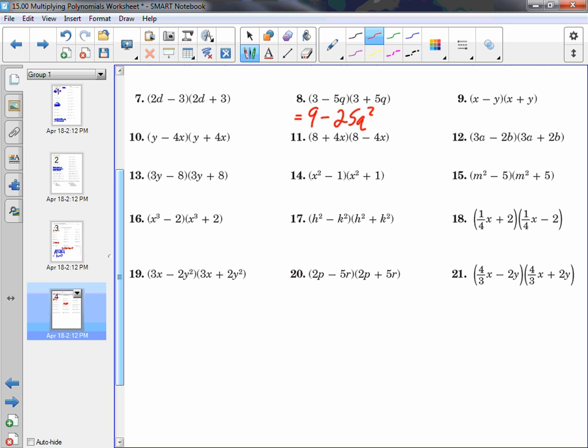Or we can even have two variables, and they can even have exponents on them. Look at number 17. H squared is your first term. K squared is your second term. One binomial has a minus sign between them. The other one has a plus sign between them. All right, so first term squared. H squared squared, h to the 4, minus, so then what's k squared? Squared, k to the 4.